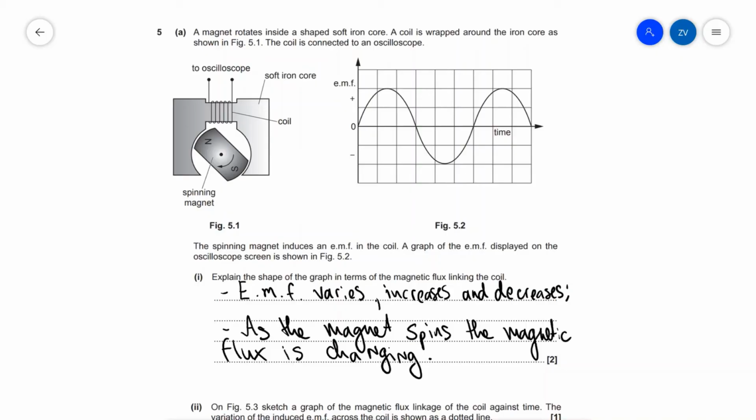Those two statements would get us the mark. However, just to really understand, remember magnetic flux is defined as the magnetic flux density multiplied by the cross-sectional area perpendicular to it. Now, those quantities are changing as the magnet is spinning, therefore the magnetic flux is changing, therefore the EMF is going up and it's going down.